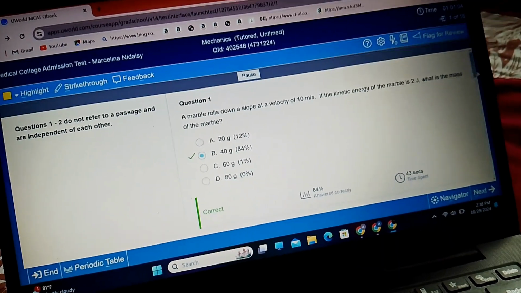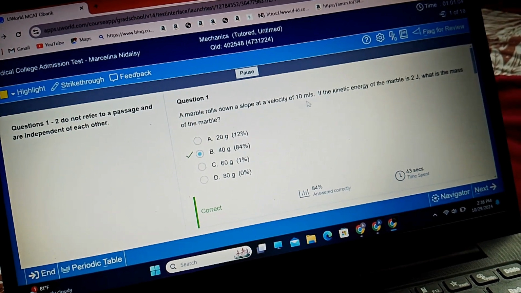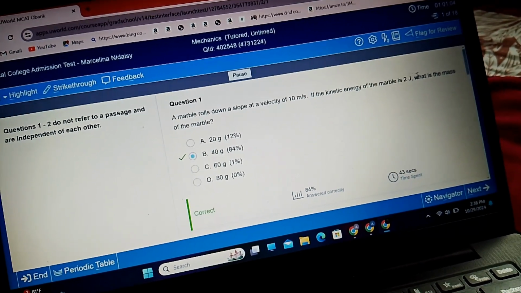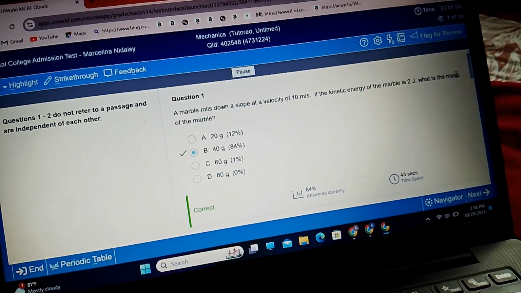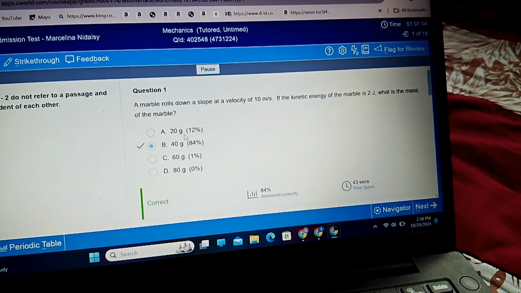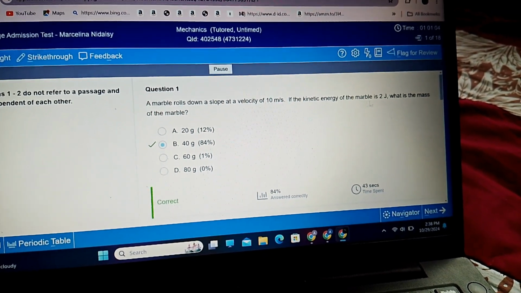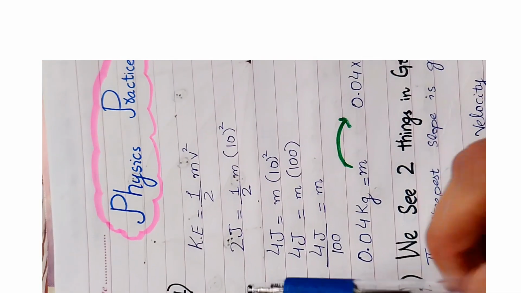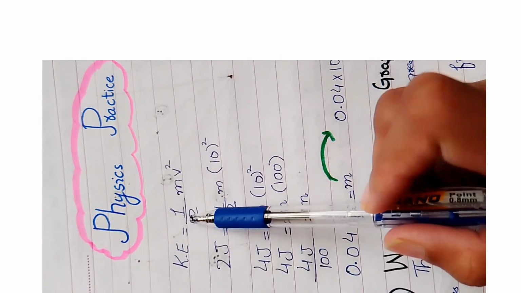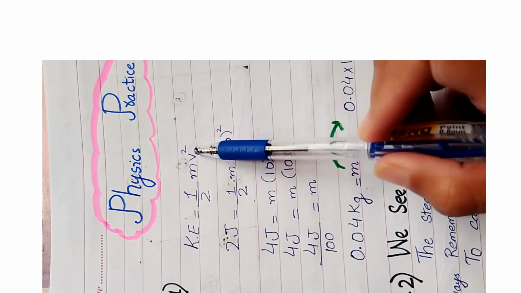So the first question is, a marble rolled down a slope at a velocity of 10 meter per second. If the kinetic energy of the marble is 2 joule, what is the mass of the marble? So we are given two things. One is the velocity, that is 10 meter per second, and the other is the kinetic energy, that is 2 joule. So we can use this formula of kinetic energy, that is kinetic energy is equal to 1 over 2 mv square, where m is the mass and v is the velocity.